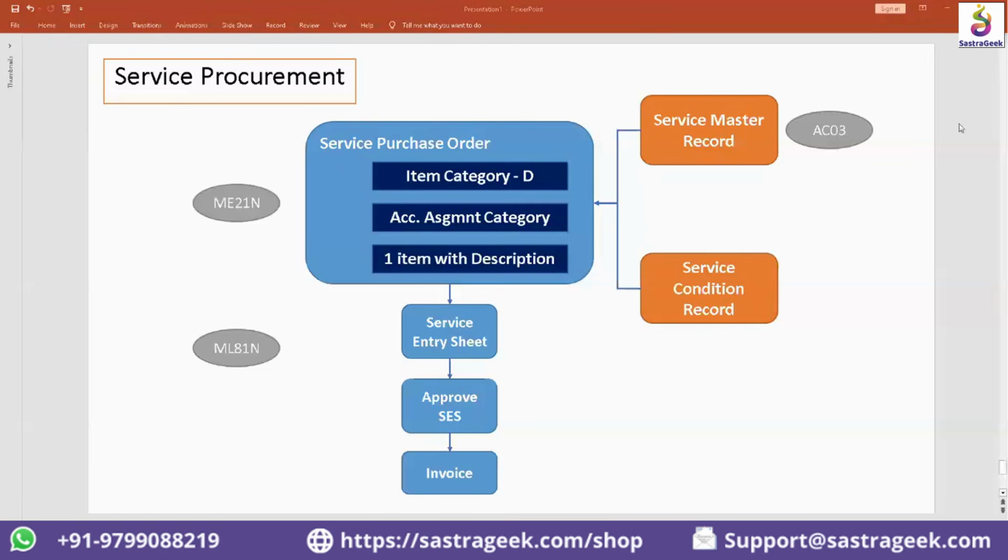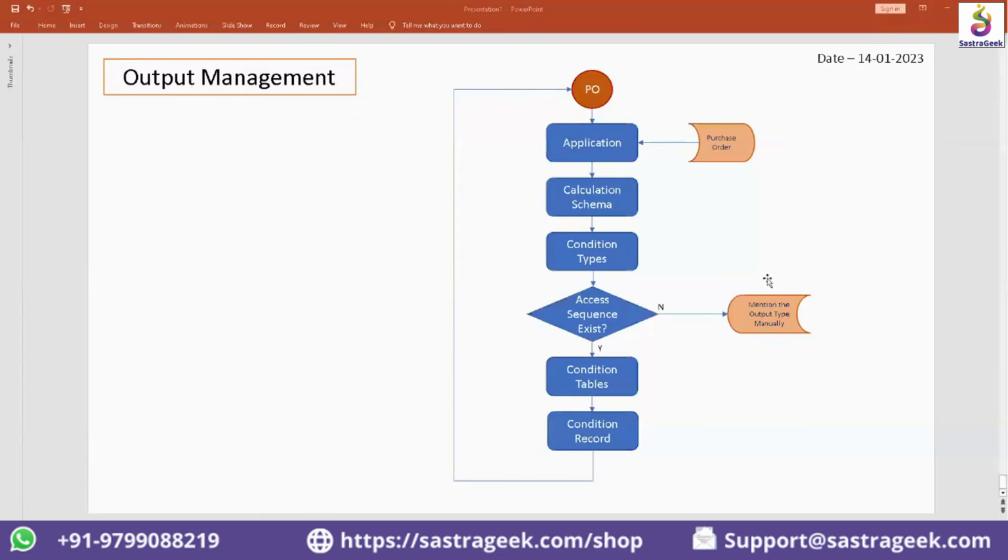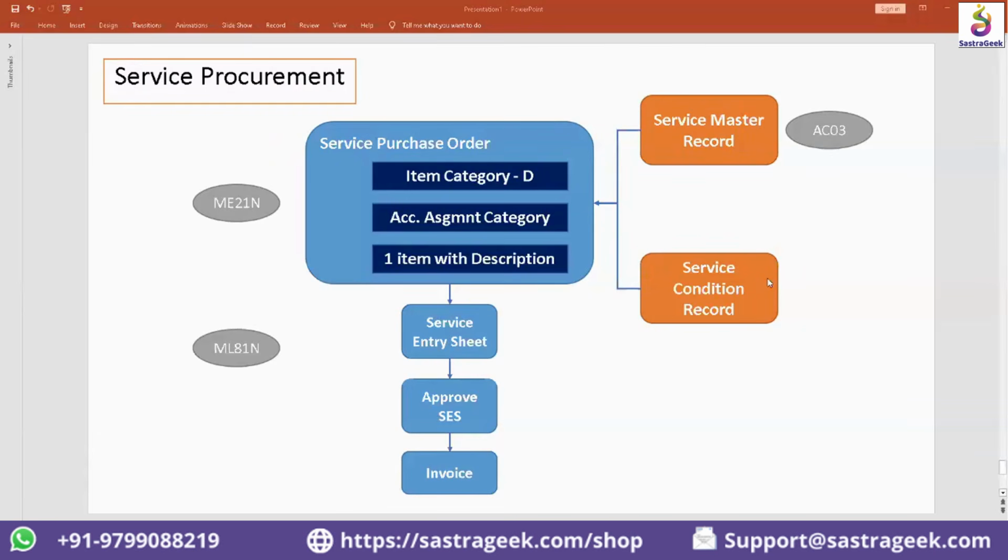Now that info record which is created in the P2P process, where we maintain the pricing of that material for a particular period, gets replaced with the service condition record in service procurement. In service procurement, we create the service condition records. There are different ways to create it. We will see on the SAP screen how to create that. So both of these things, service master record and service condition record, are master data in service procurement.